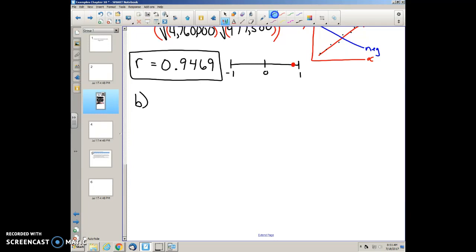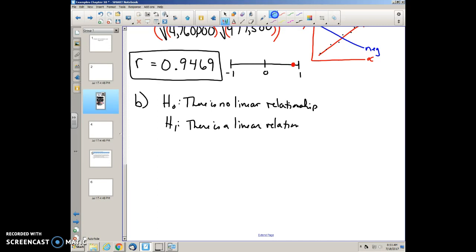B then says to test whether there is sufficient evidence to support the claim of a linear relationship. So the null hypothesis is that there is no linear relationship, and the alternative hypothesis is that there is a linear relationship. And we're going to test this at the 0.05 significance level.